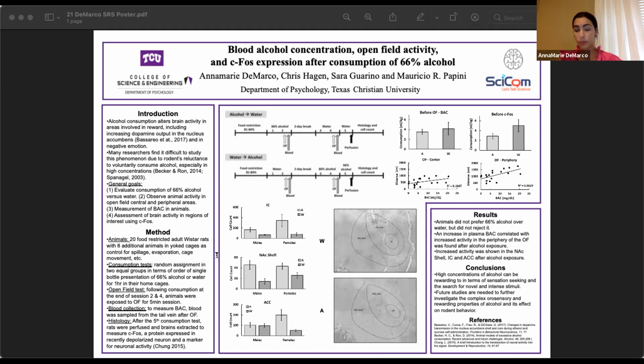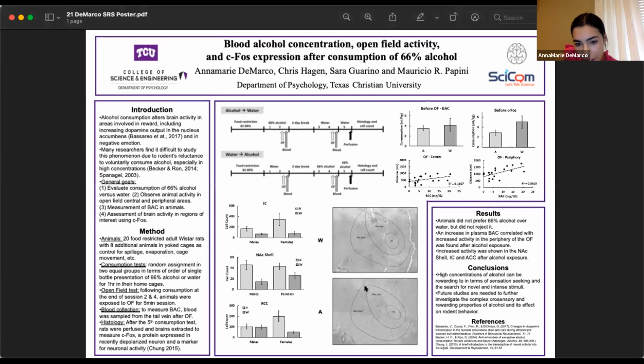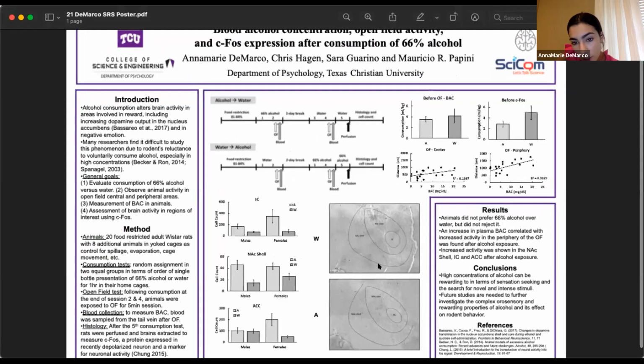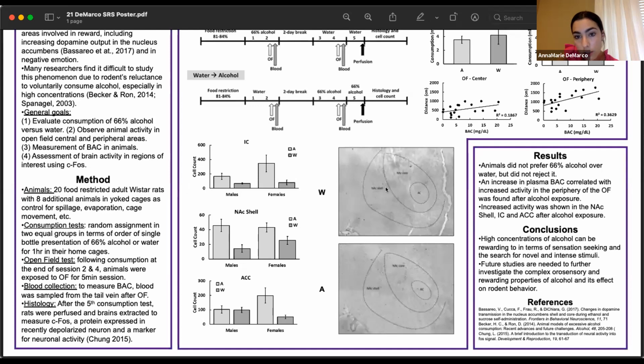We measured multiple regions, but we focused on the insular cortex and the anterior cingulate, where we found more expression in females that had consumed alcohol compared to those that consumed water. There was also higher CFOS counts in the nucleus accumbens shell. It's a little hard to see, but this one right here is the alcohol. You can see the darker dots in the core and in the shell compared to the rats that had water.